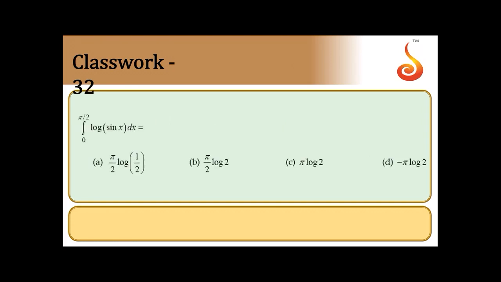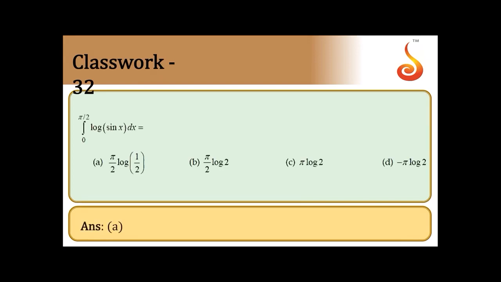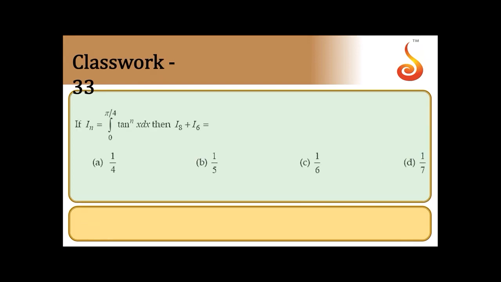Coming to the next one, 32. Yes, of course, this is a formula. I think minus pi by 2 log 2, or it is the same as pi by 2 times log half. First option is the answer. So the answer is first option A.